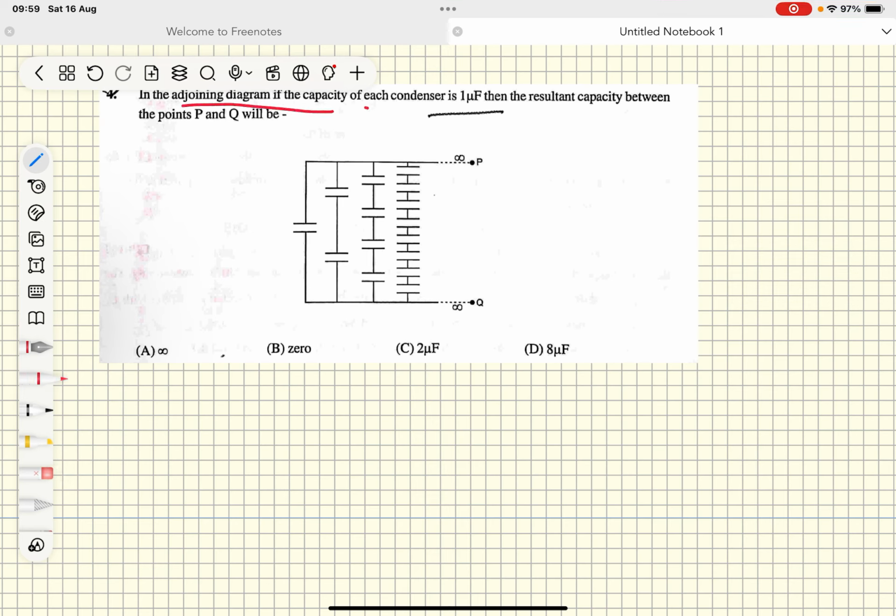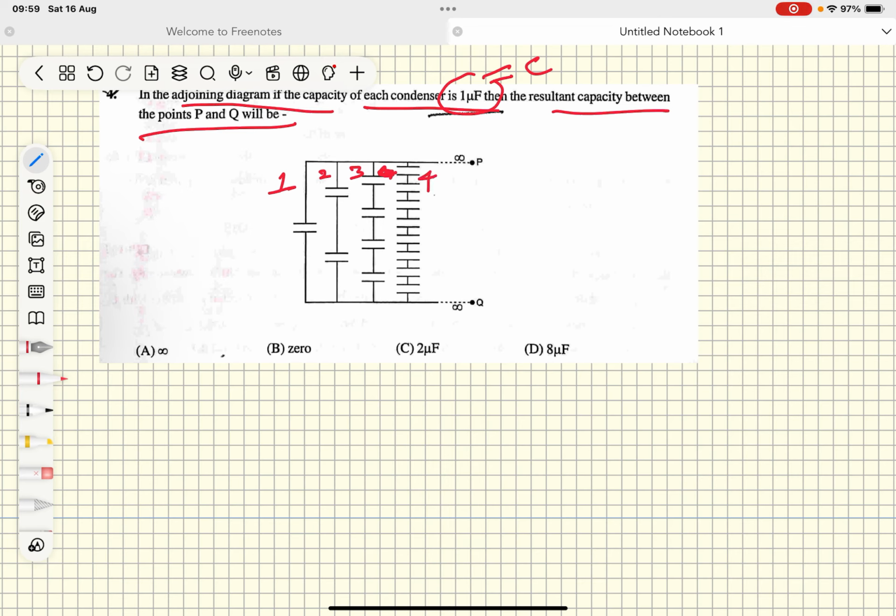In the adjoining figure, the capacity of each condenser is 1 microfarad, and the resultant capacity between point P and point Q will be. So each capacitor is of C capacitance. Let us consider this as the first branch, second branch, third branch and fourth branch.